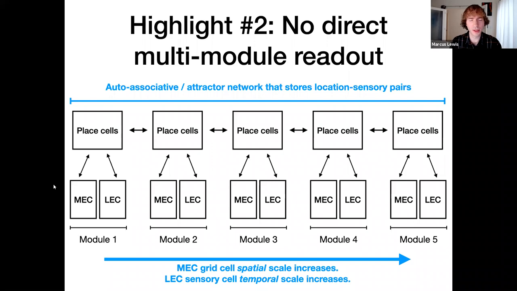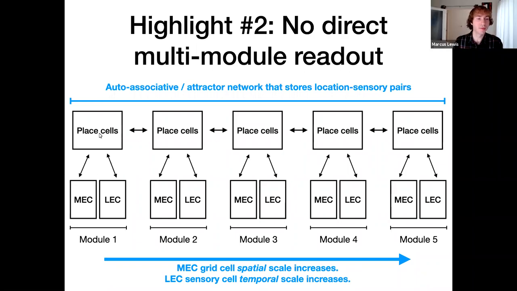Possibly, because one type of cell you'll find in LEC is they respond if the animal is next to an object, but they don't have to be facing the object. They don't have to be looking at the object. So that seems a little bit like a reference frame transformation, that's the best I can say. It's been literally years since I've looked at that. Okay, let's keep going then.